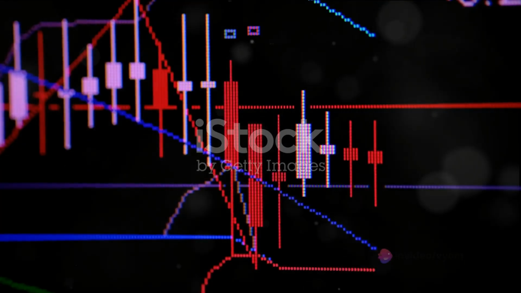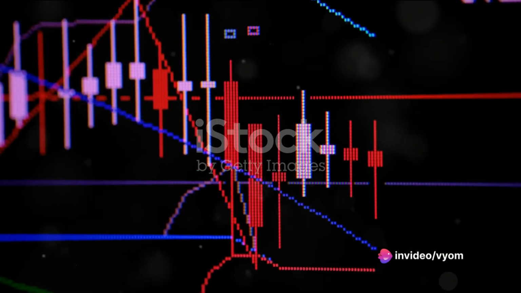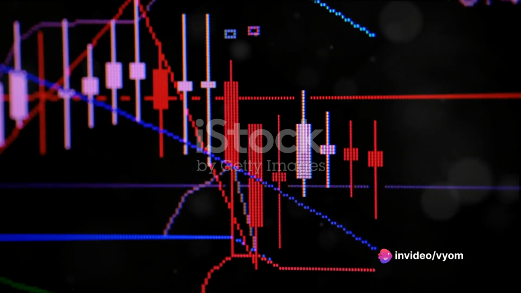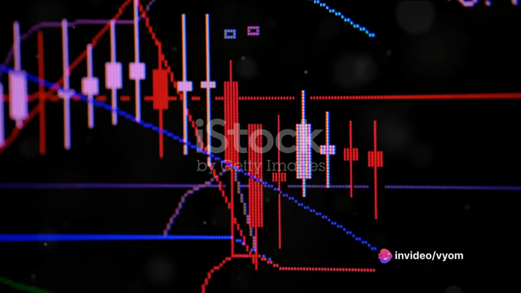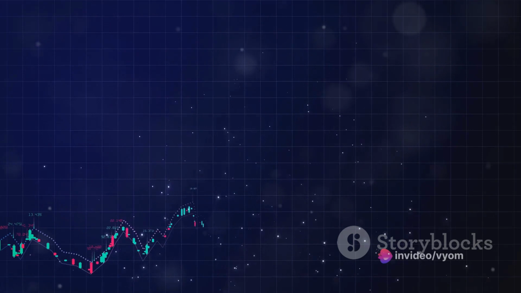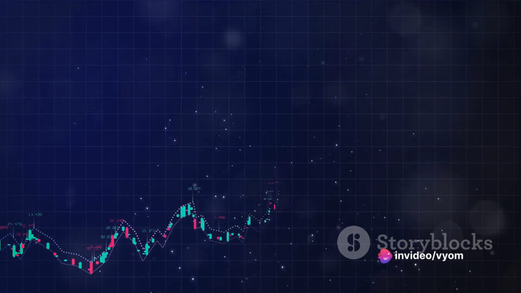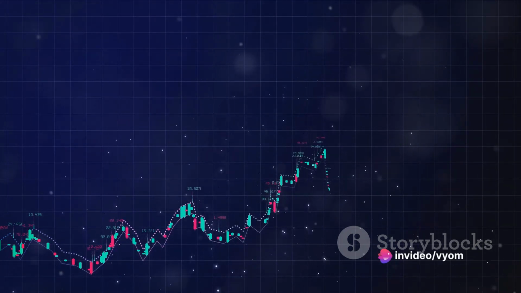Now let's talk about how to interpret the data the CCI provides. The CCI measures the current price level relative to an average price level over a given period of time. It's all about understanding the position of the CCI line in relation to the zero line and the traditional threshold levels of positive and negative 100.